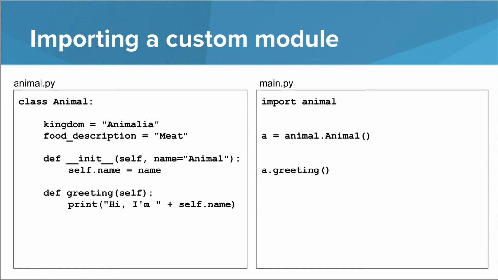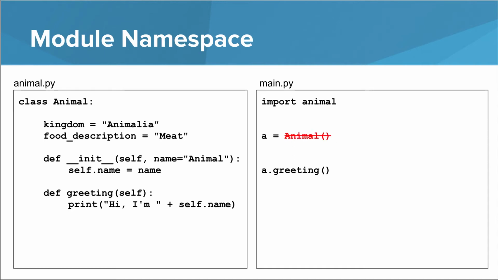Now, it's important to note that modules have their own namespaces. If we import the animal module into main, it doesn't mean that we have the Animal name inside of main.py. We only have the name lowercase animal inside main.py. So we can't say a equals Animal because uppercase Animal only exists inside animal.py. Instead, we have to hop into the module's namespace by saying animal.Animal. So if we want to use names that exist inside the module, we have to hop into the module namespace.